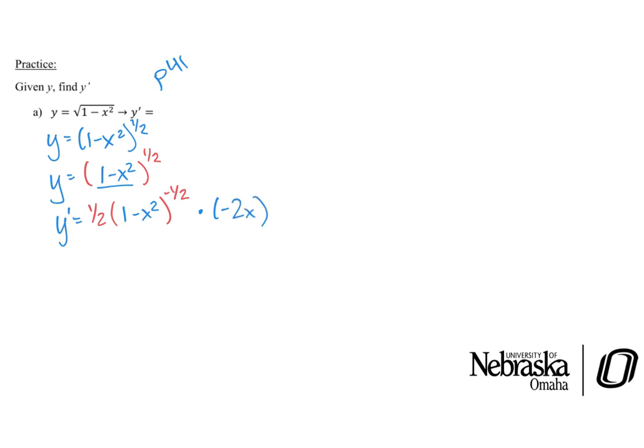Now, this can easily be simplified a little bit, right? We would multiply the 1/2 and the negative 2x together in front. So 1/2 times negative 2 is negative 1. We still have the x, and then (1 minus x squared) to the negative 1/2. And there's no need to convert this back to radical form. Just leave it as an exponent.